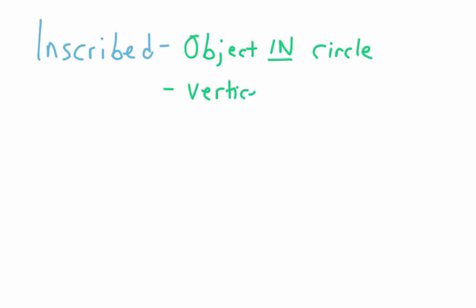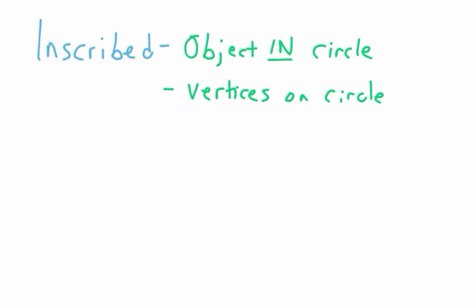I've been trying to come up with a way of remembering it, because I struggle with things like this. Which one's inscribed and which one's circumscribed? The inscribed is the object in the circle, and the in is kind of like that inscribed. Or a more official definition is that the vertices of an object are on the circle. Vertices is just plural for vertex, kind of the corners of a polygon. Vertices on the circle.